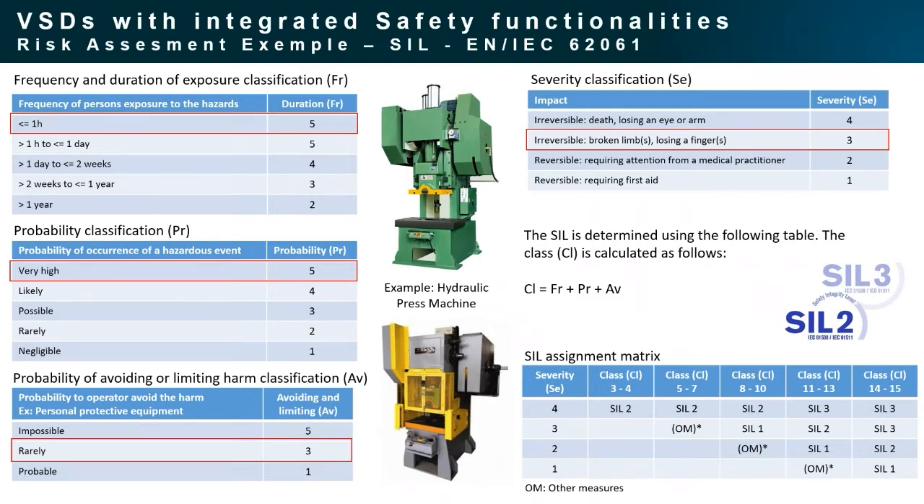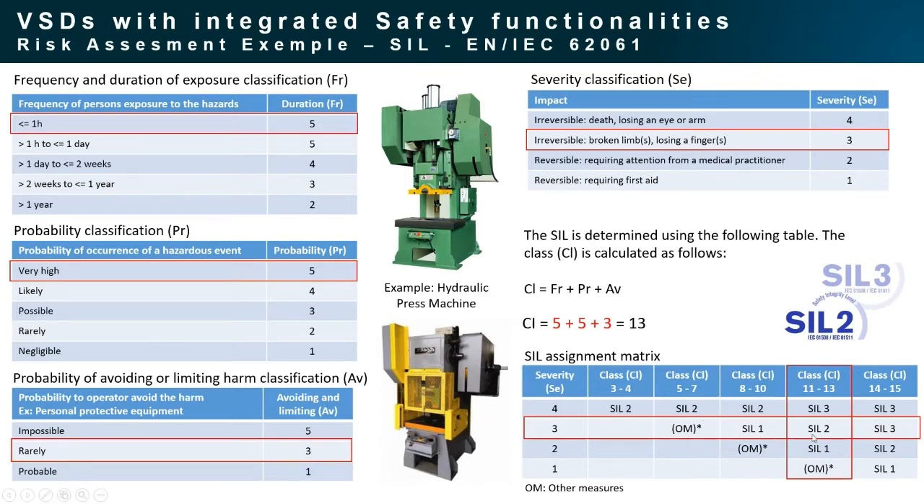So in the end, how can we classify the machine according to all these topics? Firstly, we will check the severity classification, and we will put it in this line. Additionally, we will sum all the other topics, including frequency, the probability, and also the probability of avoiding. Checking the sum, in this case, 5 plus 5 plus 3, if I'm not wrong, is 13. So we will check in this column 13 related to the class, and we will find, crossing the line and column, the safety integrity level number 2.